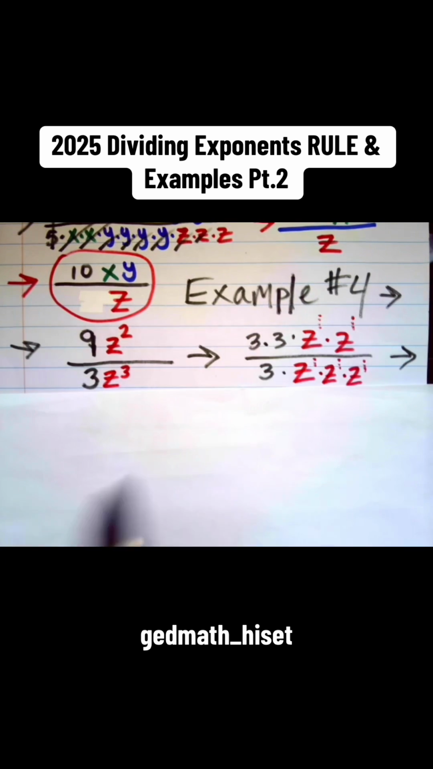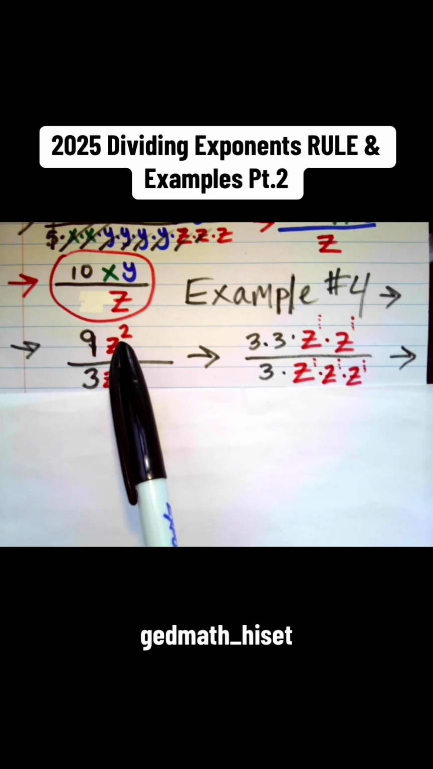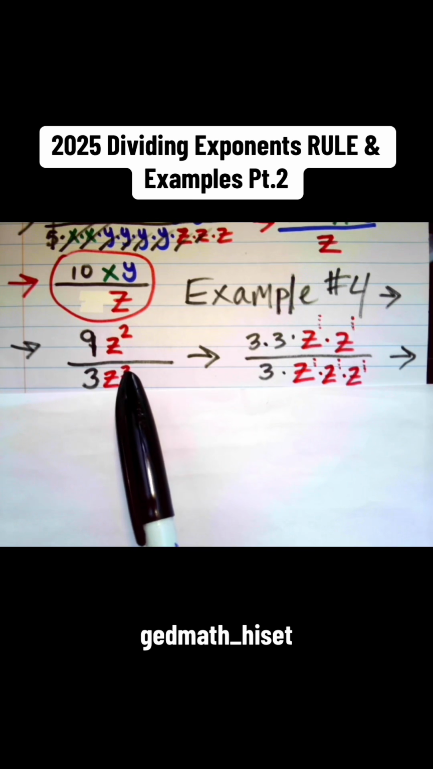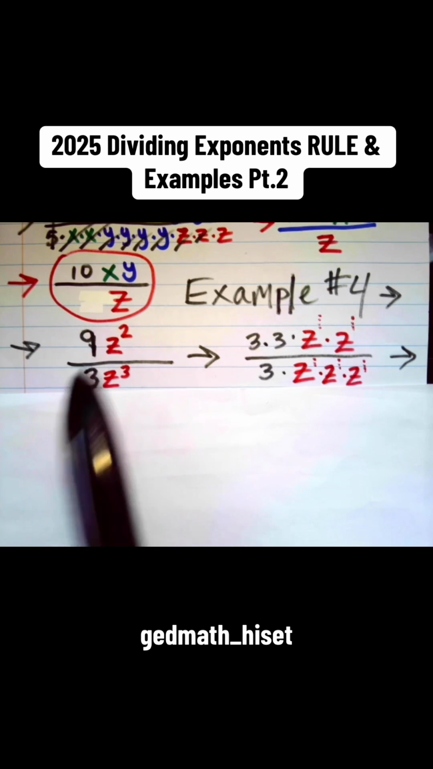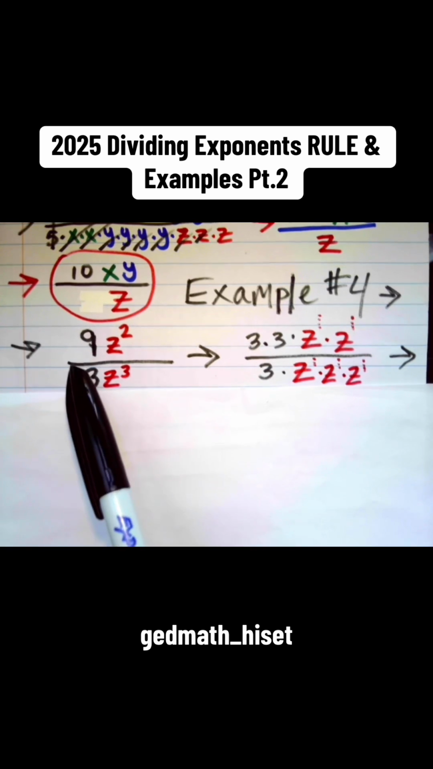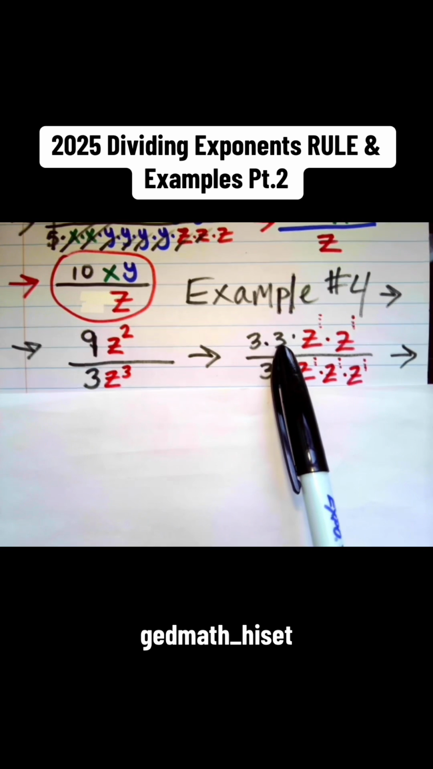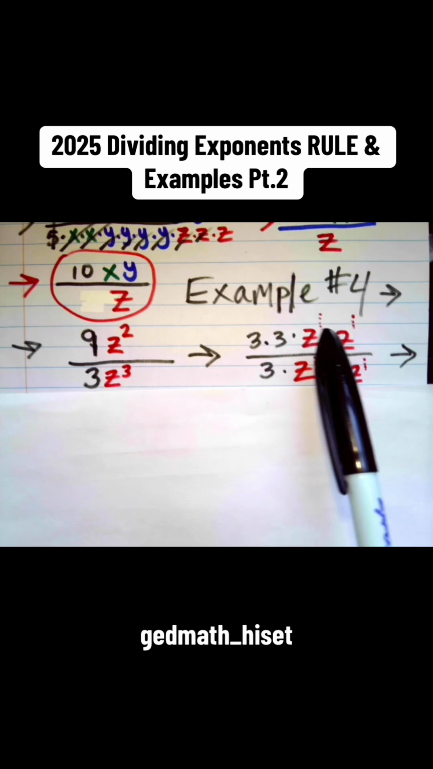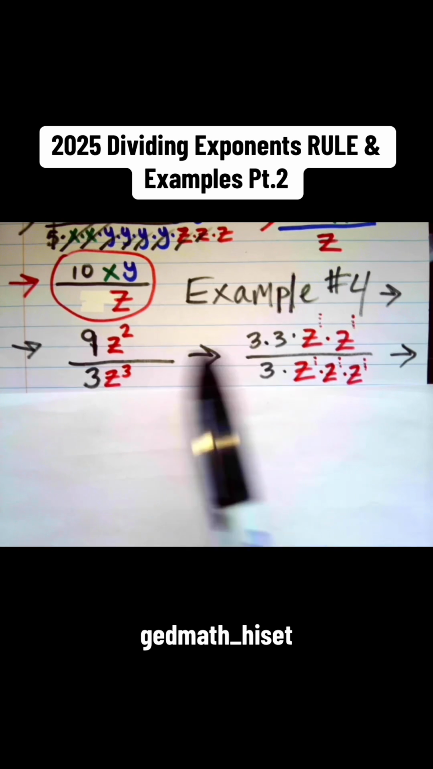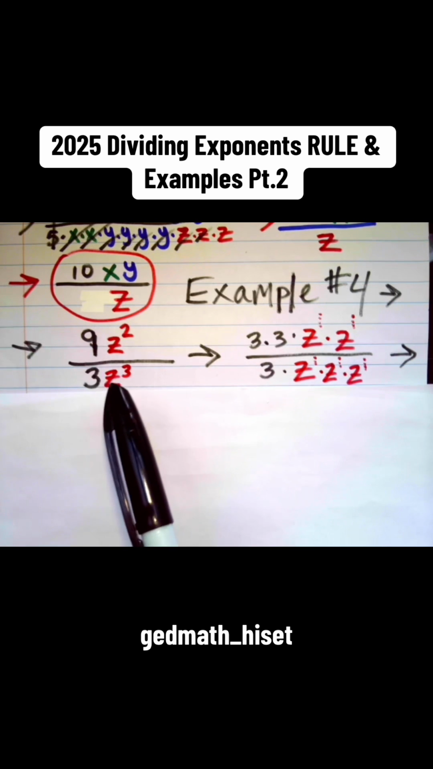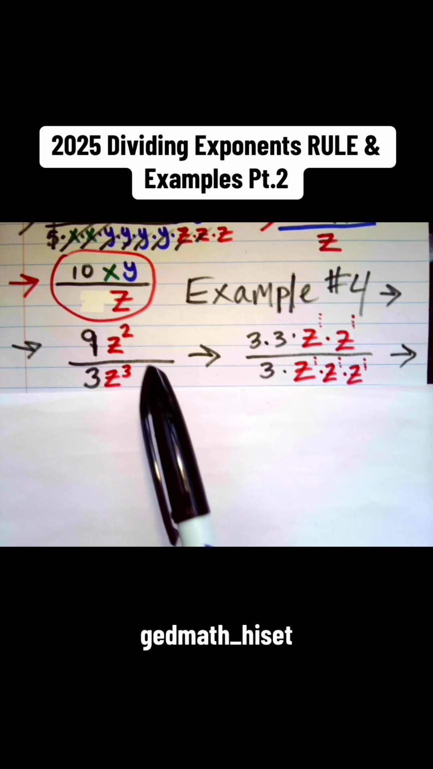So, example number 4, we have 9 times z to the second power divided by 3 times z to the third power. Now again, I like expanded form. It makes things so much easier for me just to cross out anything over itself as 1. So I know 9 in its simplest form is 3 times 3 times z is z squared. Remember, we have those invisible ones. The rule is you add the exponents to get that z squared. Divided by 3 times z times z gives you z cubed.